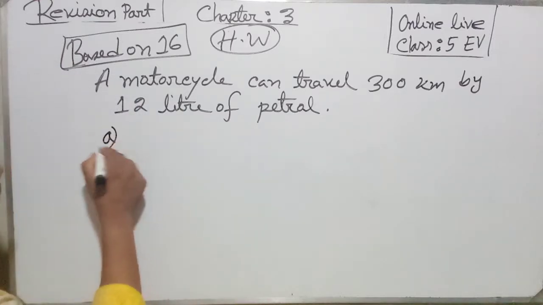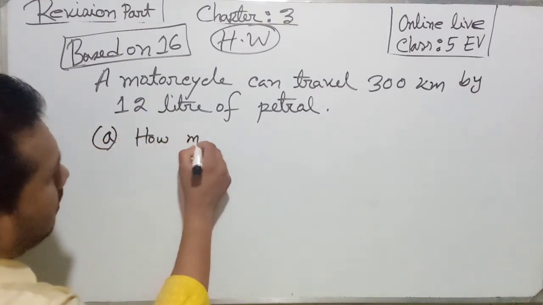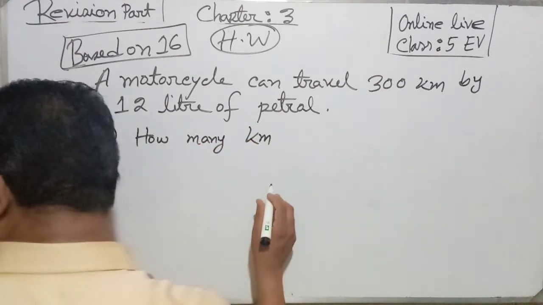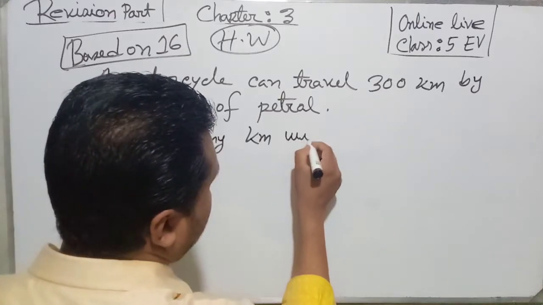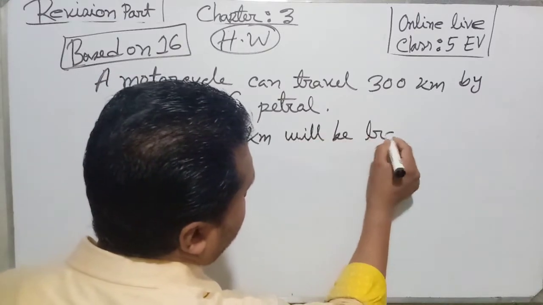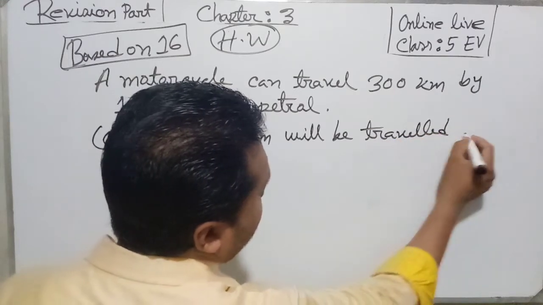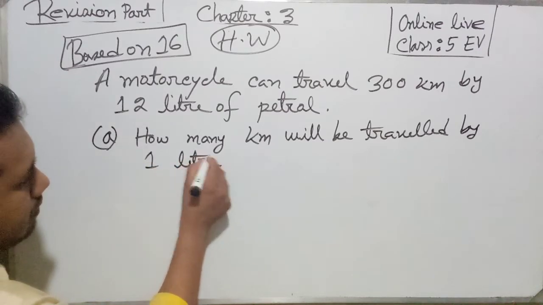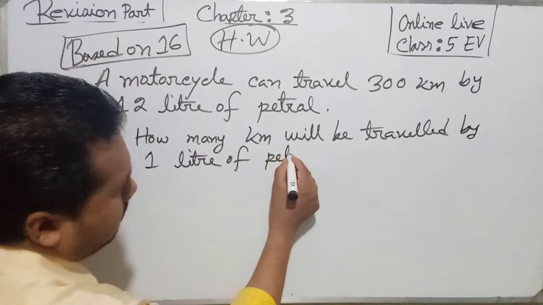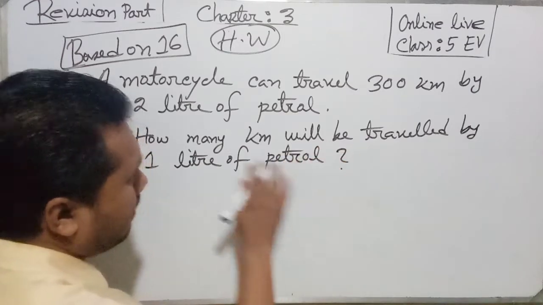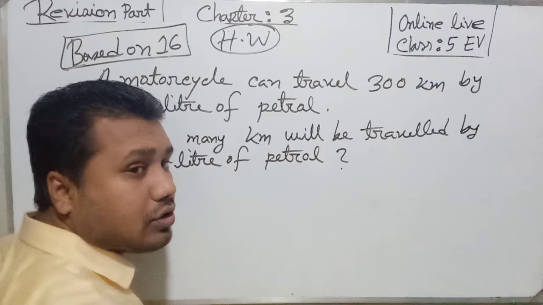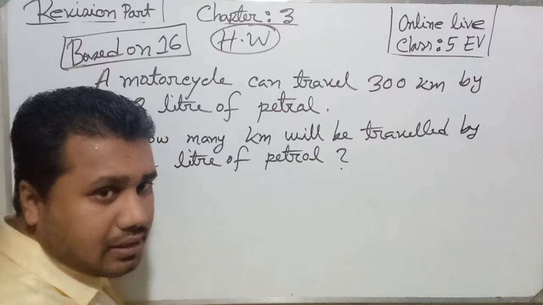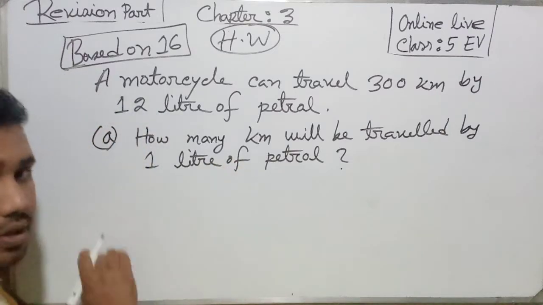Suppose for A, we can write: how many kilometer will be traveled by 1 liter of petrol. This is 12 liter and the motorcycle can go 300 kilometer. Now by using 1 liter, how many kilometer can it go? Now this is our question number A.